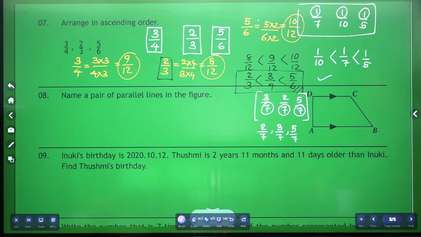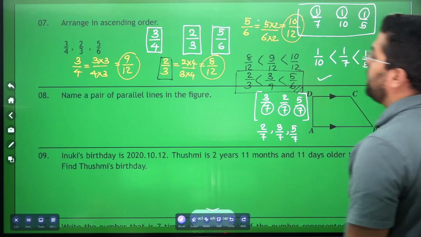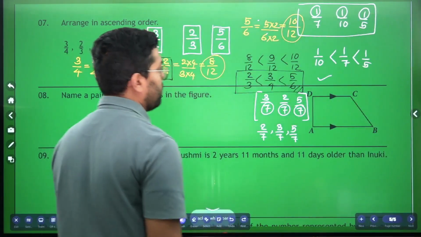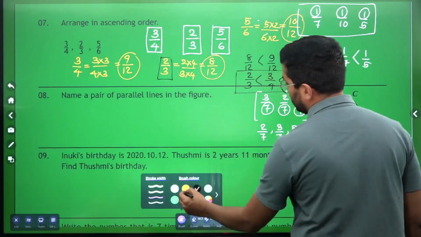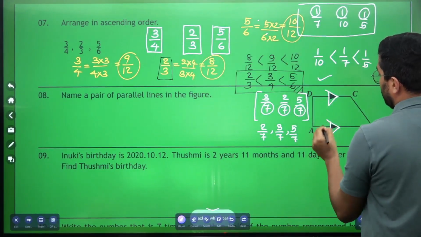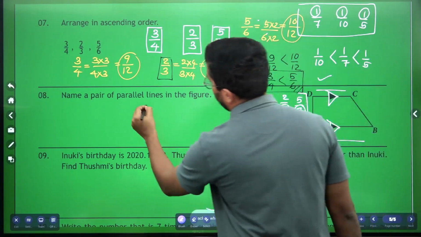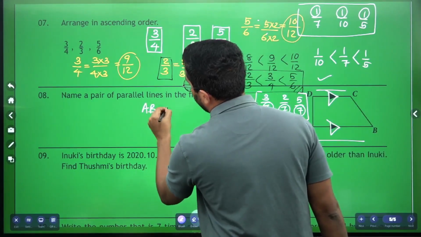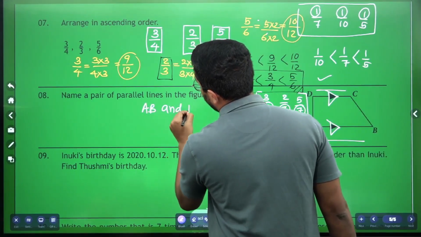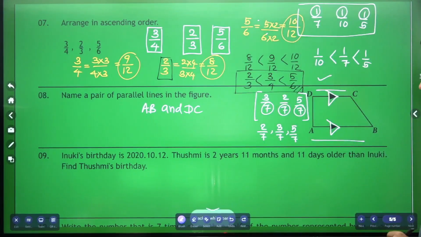Name a pair of parallel lines in the figure. So what is the pair of parallel lines you have in this figure? Yes, AB is parallel to DC. The AB line segment and the DC line segment are the two parallel line segments. Moving on, question number 9.